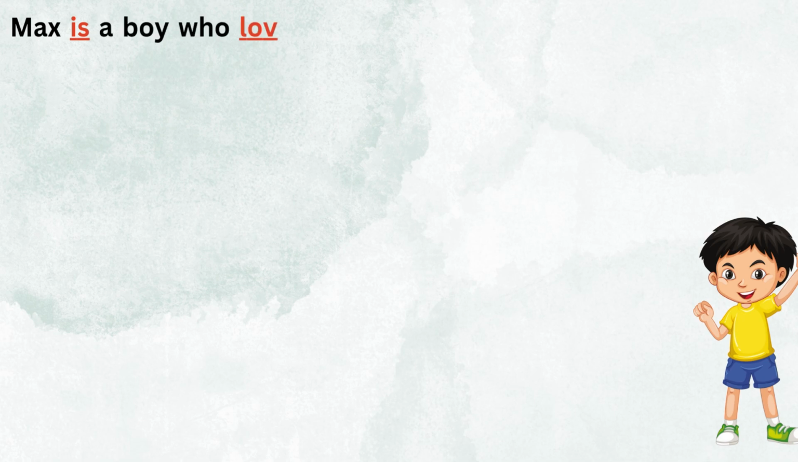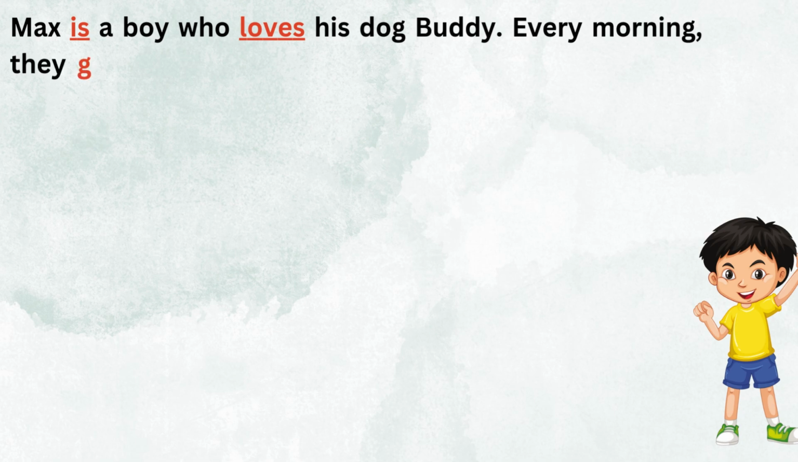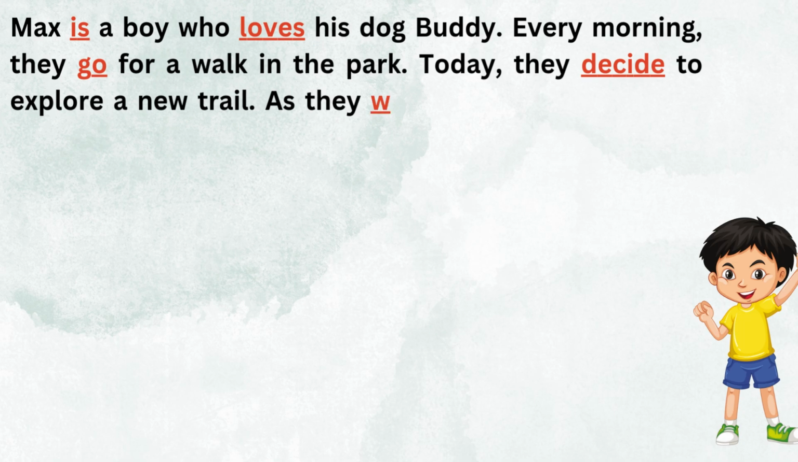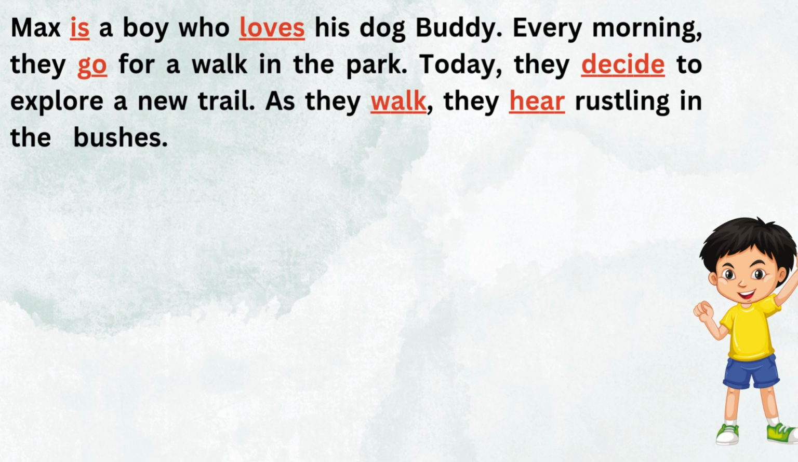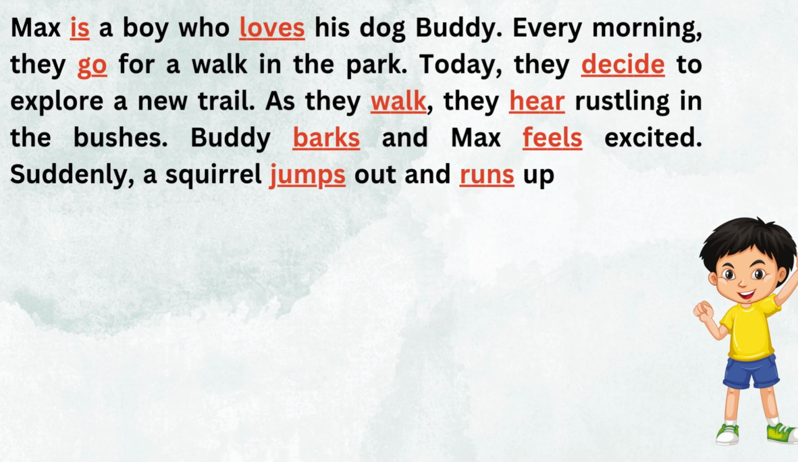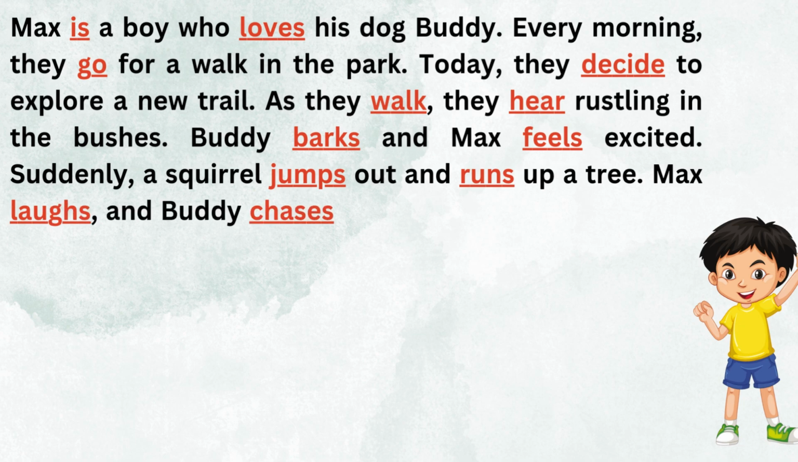Max is a boy who loves his dog, Buddy. Every morning, they go for a walk in the park. Today, they decide to explore a new trail. As they walk, they hear rustling in the bushes. Buddy barks and Max feels excited. Suddenly, a squirrel jumps out and runs up a tree. Max laughs and Buddy chases it but stops at the tree.